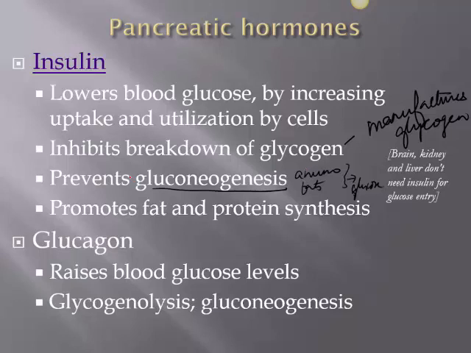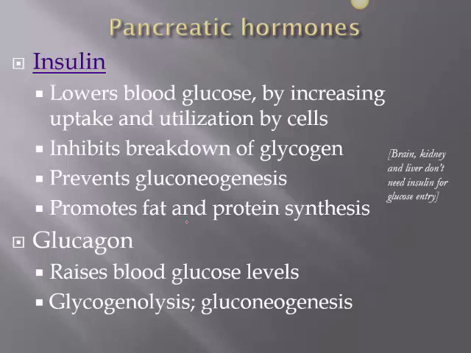Instead, what it does is it prevents this. It causes protein and fat synthesis, so it promotes proteins and fats. Instead of breaking them down into making more glucose, whatever excess glucose you eat is made into glycogen. If some more is left, it causes fat and protein synthesis, which is why we say that if you eat a lot of carbohydrates, you tend to put on weight, because any excess that you have, insulin will make sure it goes and gets stored as fat. Okay?